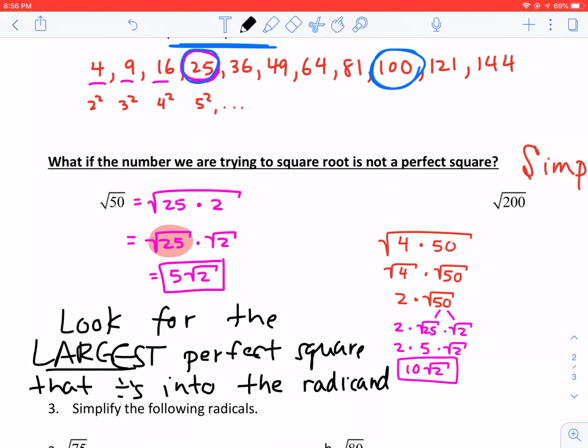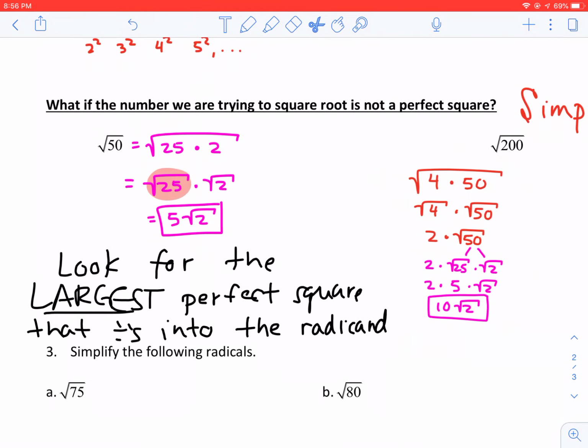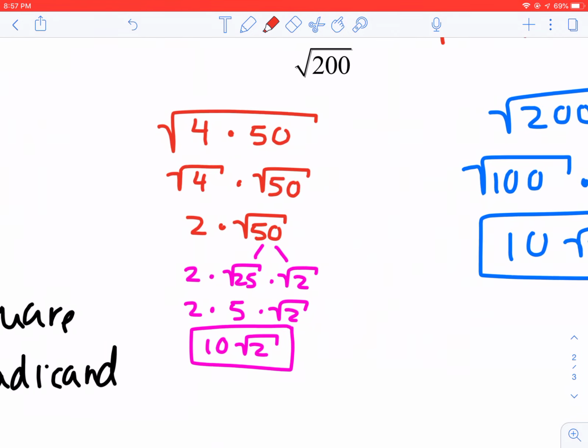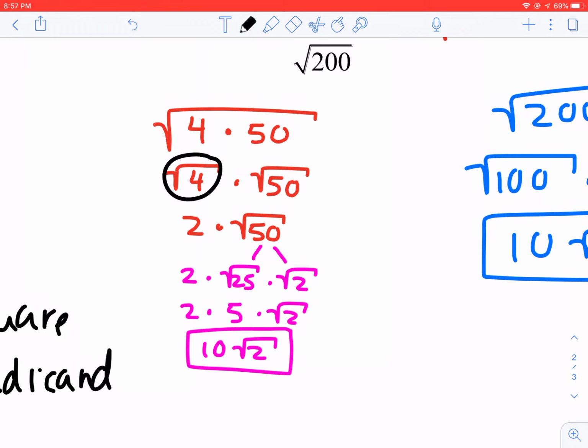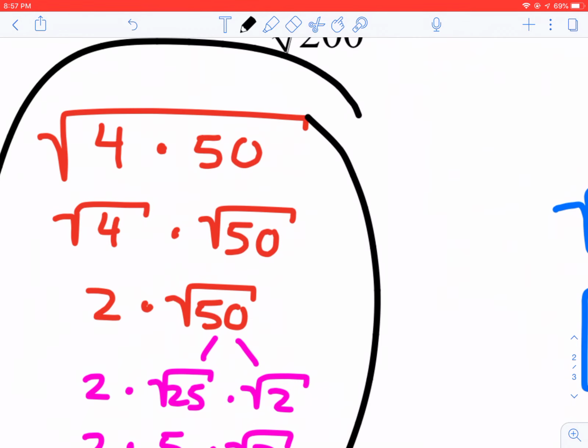Alright, so technically you don't need the largest one. It's just recommended to get the largest one because it makes it a lot easier, right? If you're looking for the largest one but you don't find it and you find something smaller like 4 or 25 first, you're going to have to do multiple simplifications, which is fine. It's just you got to be careful to keep checking your radicand to see if it can be simplified further.